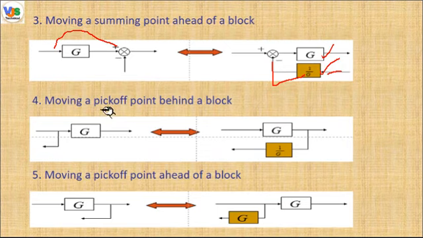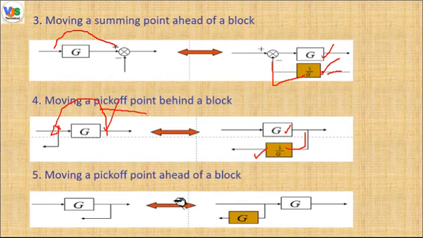Similarly, when we have to move the pick off point behind the block, as it is our fourth rule, what do we have to do? Basically this is called a pick off point. When we have to move this pick off point to behind this block gain, again we simply add the reciprocal of this gain value G into this moving path.